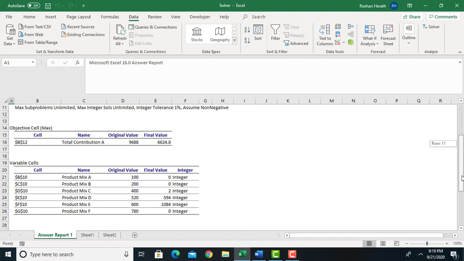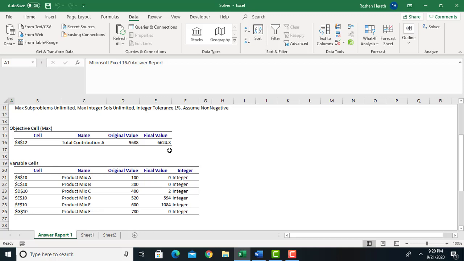That says this is your objective. So you can remember that the objective is what you had set first. So depending on the scenario that you had created, there was a value, that was the total contribution we had witnessed earlier. It was 9688. But once you run this solver, it has come to this figure, that is 6624.8. So that is the final value, subject to all the constraints, that is the value that you would get.